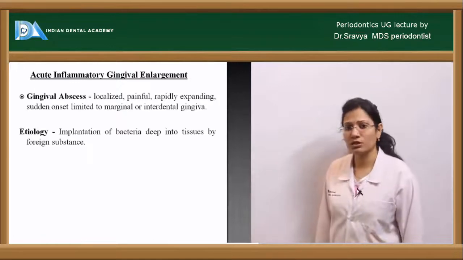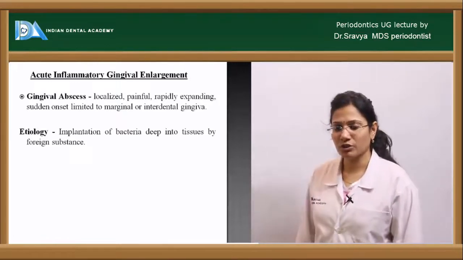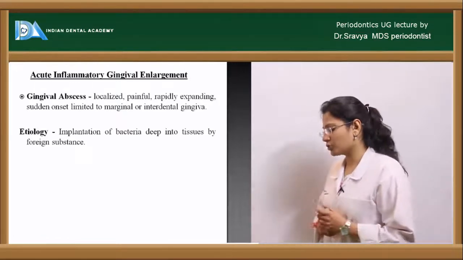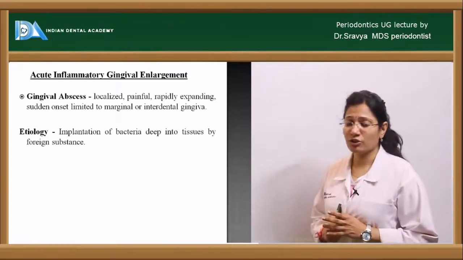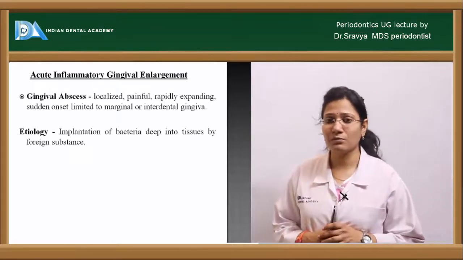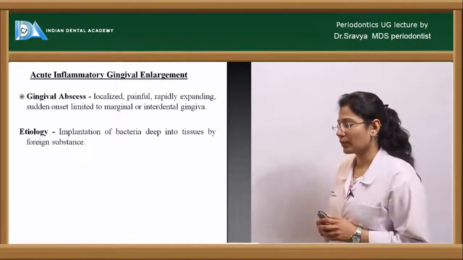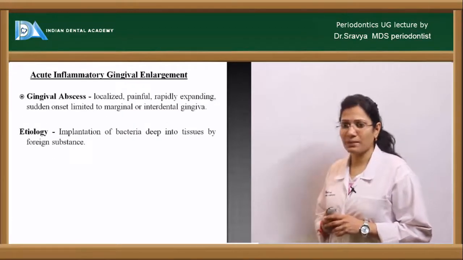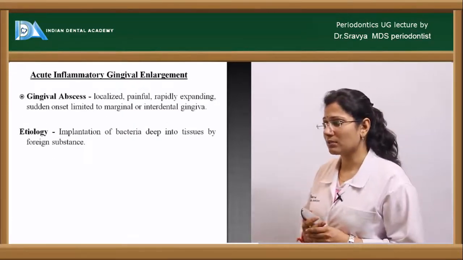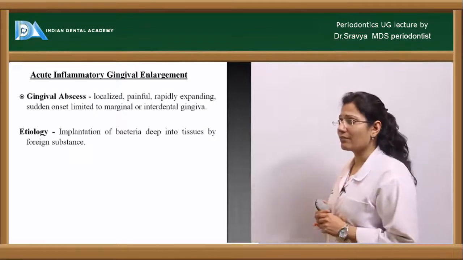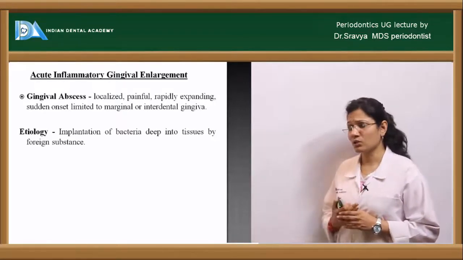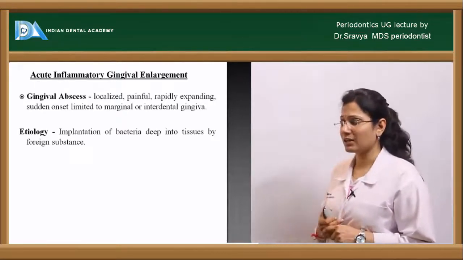Under that comes acute inflammatory gingival enlargement. Under acute inflammatory gingival enlargement comes the gingival abscess and the periodontal abscess. Now let's see what a gingival abscess is. A gingival abscess is a localized, painful, rapidly expanding lesion of sudden onset, limited to the marginal and interdental papilla.